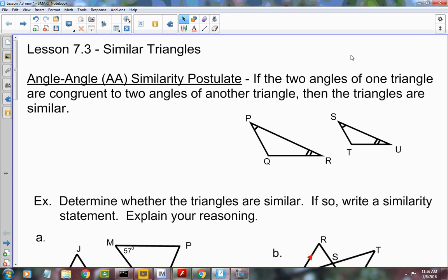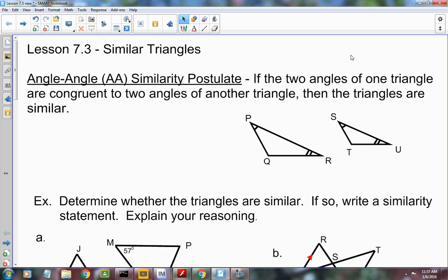Okay, so today we are talking about similar triangles. Yesterday we talked about similar polygons. And we said in order for polygons to be similar, all the corresponding angles have to be congruent and all the corresponding sides have to be proportional. And that's true of triangles as well.